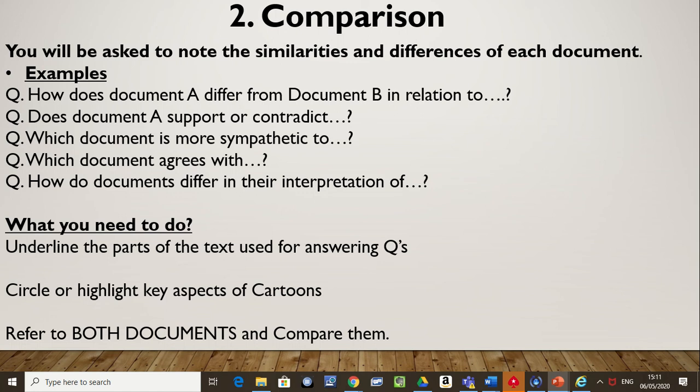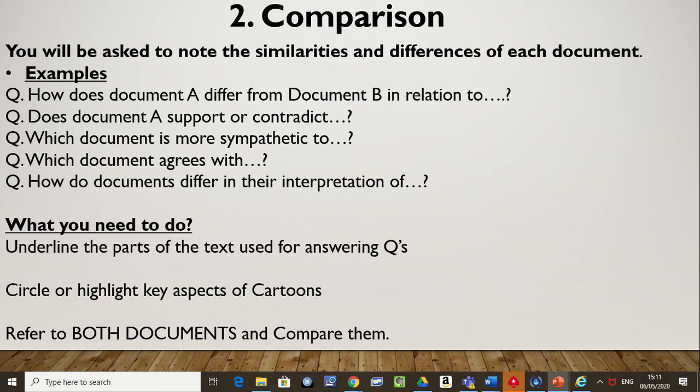And the most important thing in this, guys, is refer to both documents in your answers and compare them, okay? So, don't just say document A is different to document B because document A says this, okay? You must refer to both documents. So document A differs to document B. Document A says this, whereas document B says this. Okay, so refer to both documents and quote them. Okay, again, guys, use quotes when you're referring to both your documents.